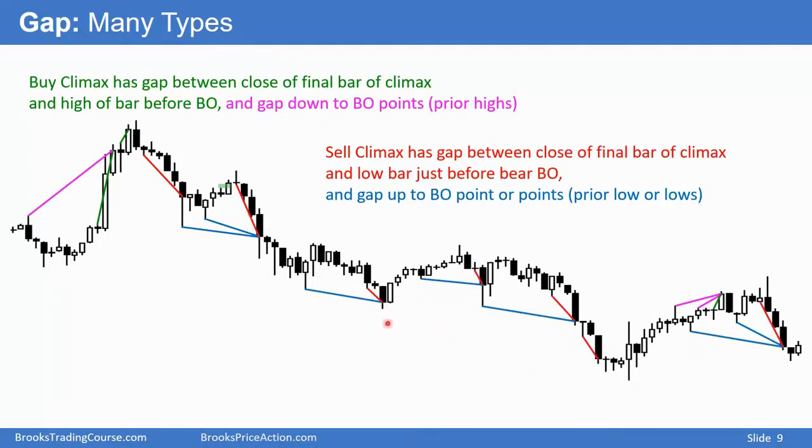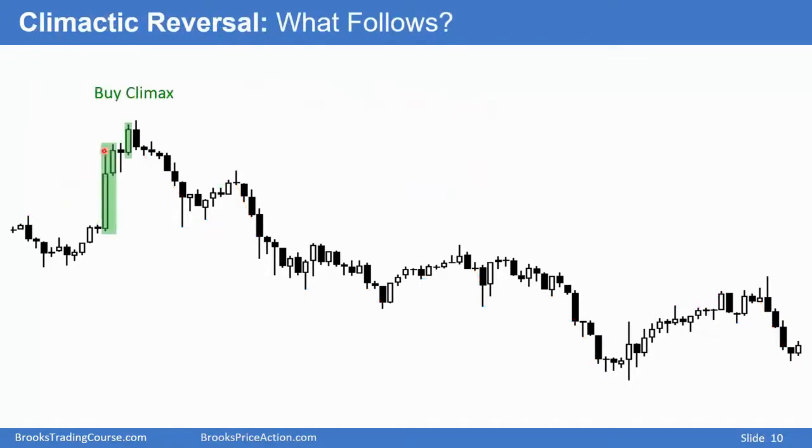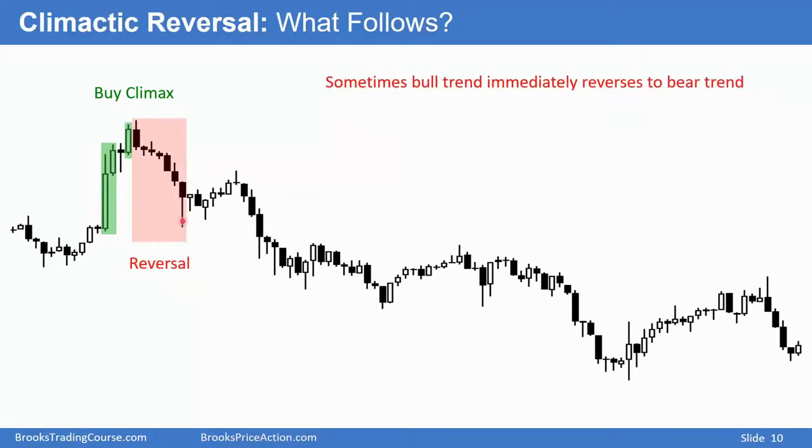Same thing here, lots of gaps. This close and these lows, this close. We have a buy climax and a pause. Another buy climax, and we have a reversal. Strong reversal down, testing the bottom of the buy climax. Sometimes when you have a buy climax or a series of buy climaxes, you get an immediate reversal down.